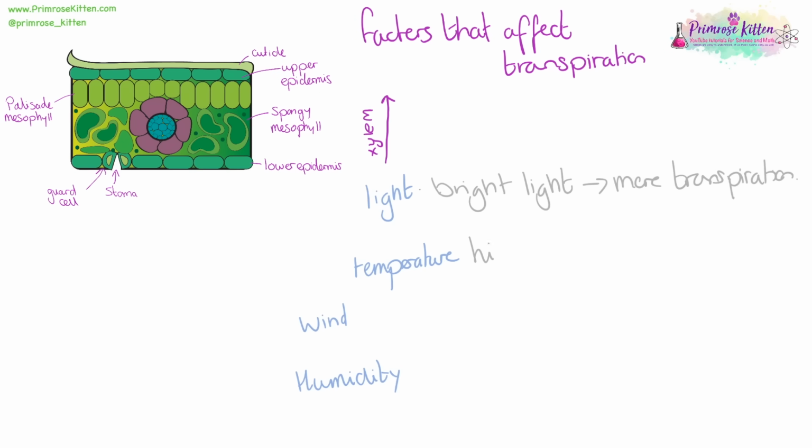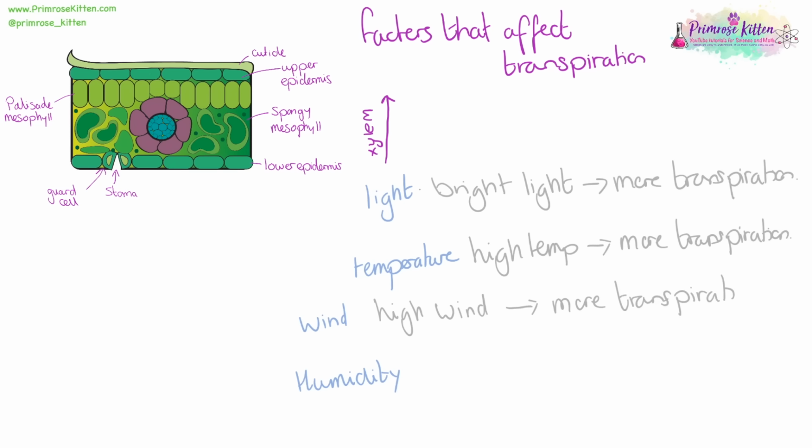If we have a high temperature, that is going to lead to more transpiration, because the rate of reaction is going to happen faster. If we have high wind, that is going to lead to more transpiration, because wind is going to be brushing against the leaf or flowing against the leaf, moving things out of the way, so diffusion is going to play a part here.